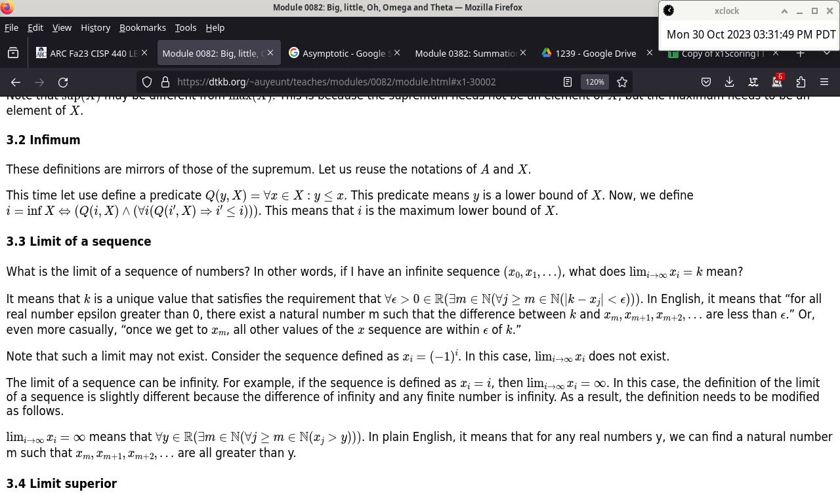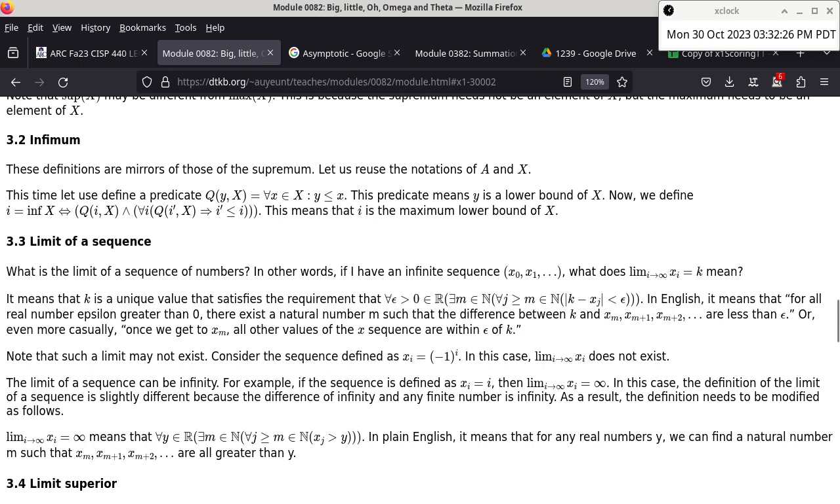Yep. What if the sequence, like if it's... In that case, well, we'll see, because there are other ways to define the asymptotic behavior of a sequence, so we'll take a look at those too. The short answer to your question is yes, infinity is one of the potential answers of a limit.